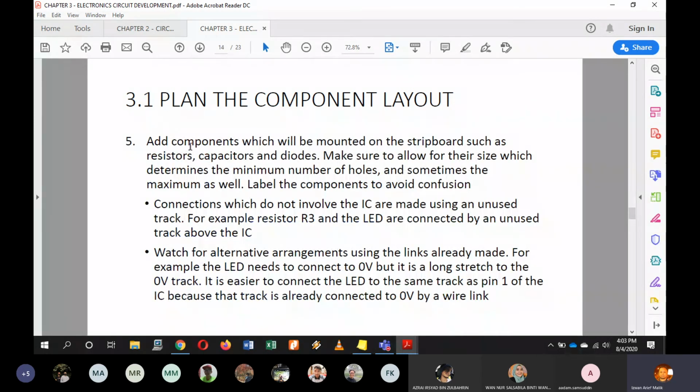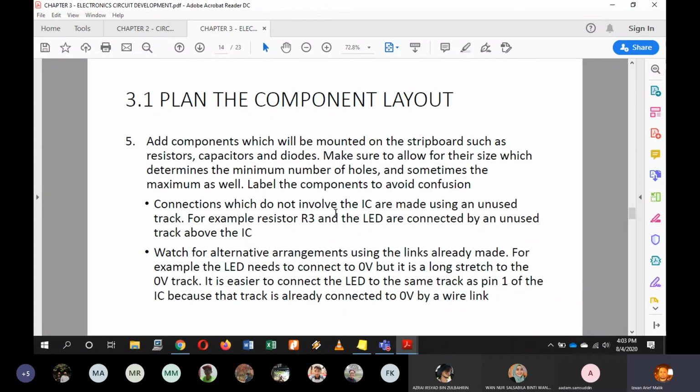So what's next? Okay, add components which will be mounted on the strip board such as resistors, capacitors or diodes. Make sure to allow for their size, which determines the minimum number of holes and sometimes the maximum as well. Label the components to avoid confusion. So this is important. Always label them.